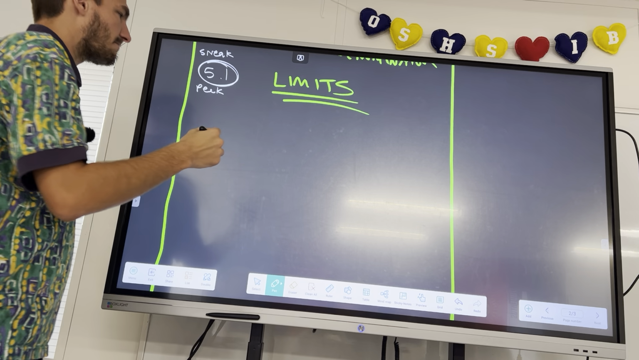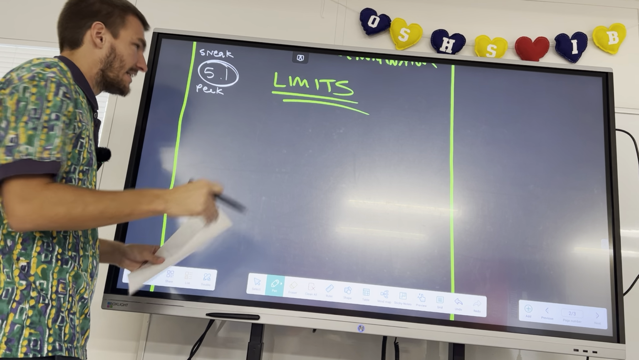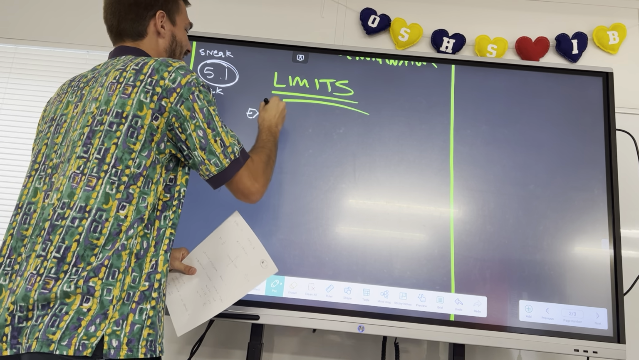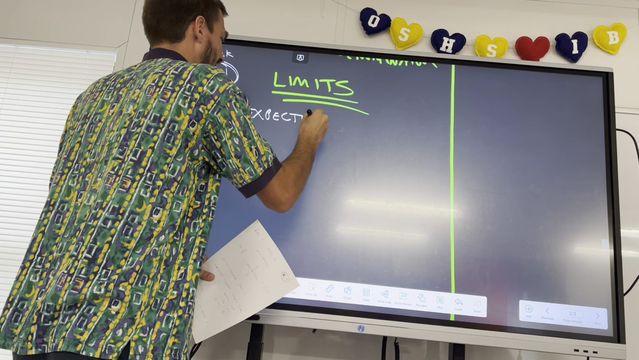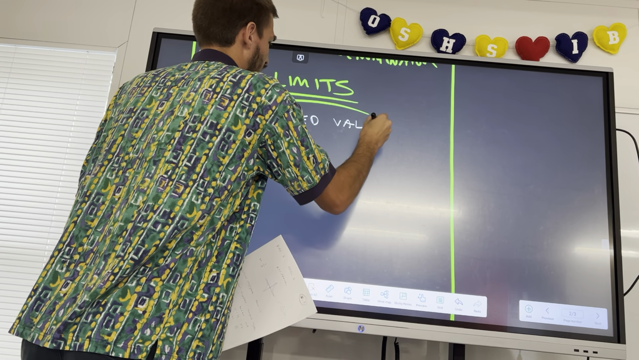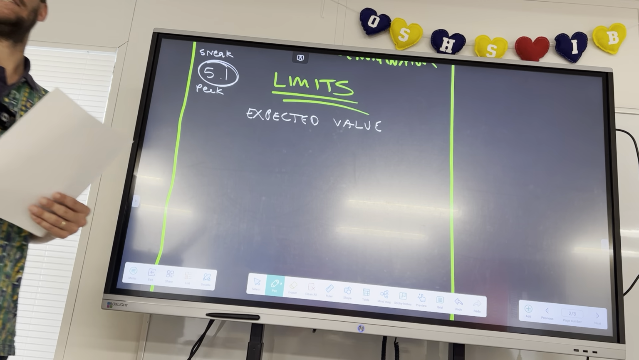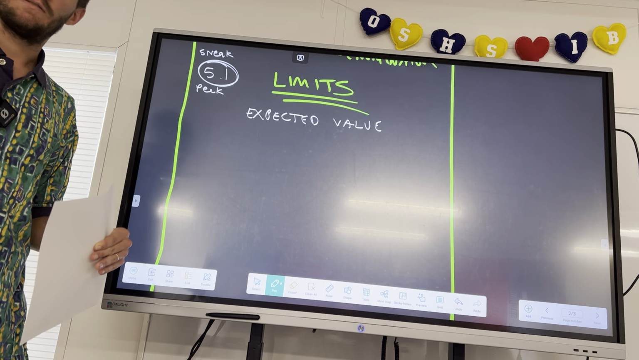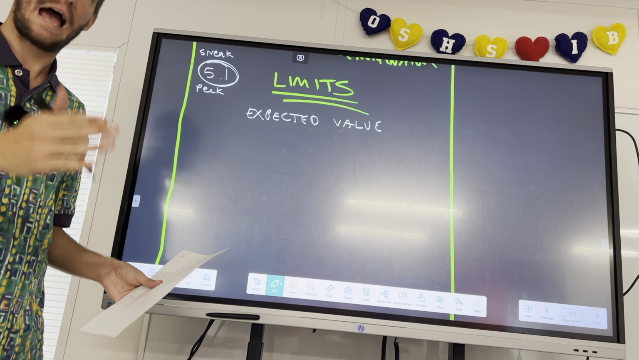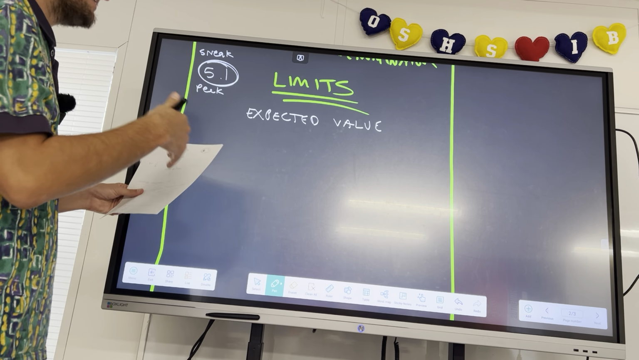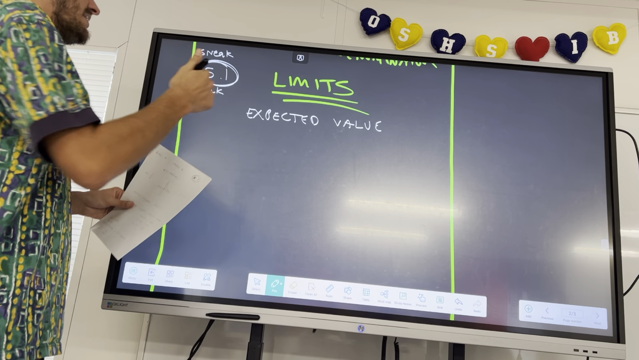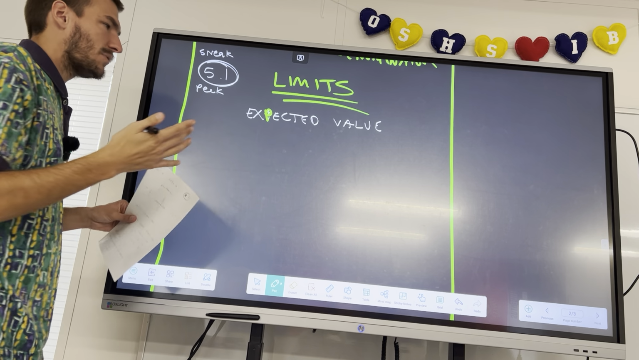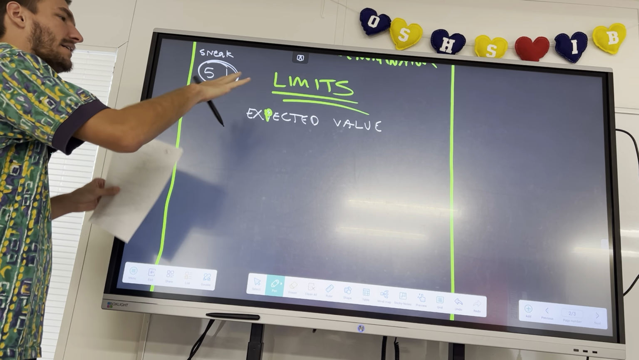Your limit is your expected value, which is different from typical math where we deal with not your expected value, but your actual value. So limits are how we can introduce some questions that don't normally make good math questions, but now we can rephrase them.